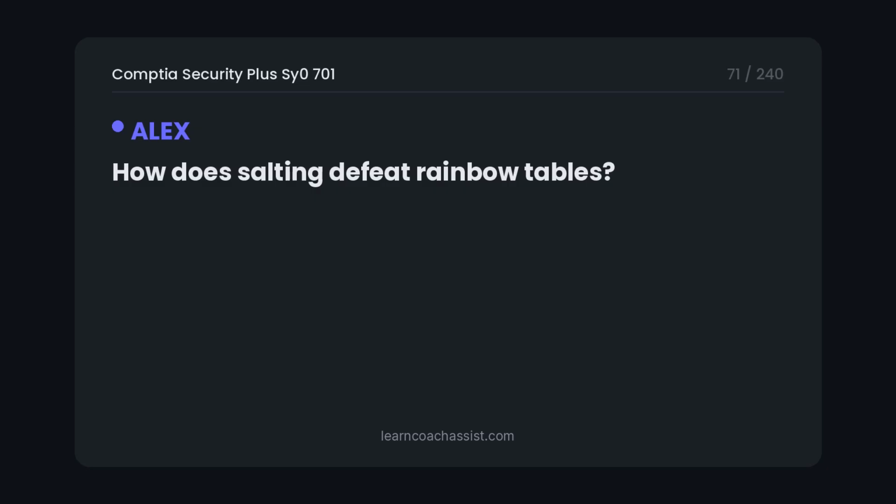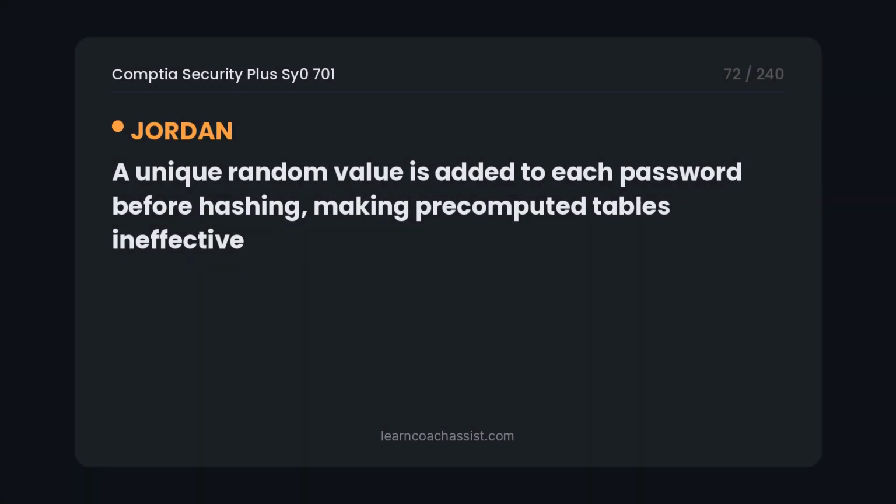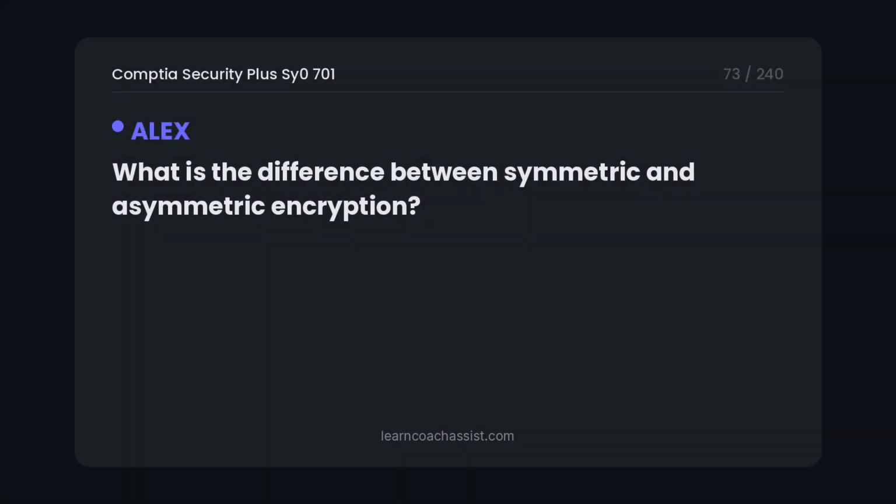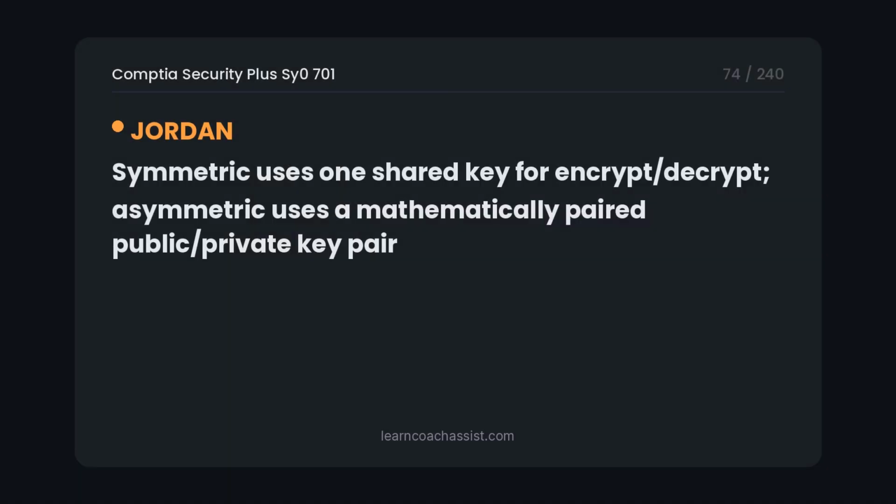How does salting defeat rainbow tables? A unique random value is added to each password before hashing, making pre-computed tables ineffective. What is the difference between symmetric and asymmetric encryption? Symmetric uses one shared key for encrypt/decrypt. Asymmetric uses a mathematically paired public/private key pair.